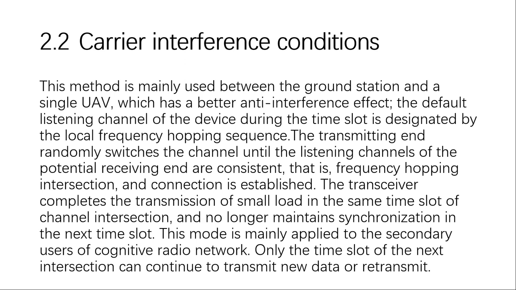The transceiver completes the transmission of small load in the same time slot of channel intersection and no longer maintains synchronization in the next time slot. This mode is mainly applied to the secondary user of a cognitive radio network. Only the time slot of the next intersection can continue to transmit new data or retransmitted data.